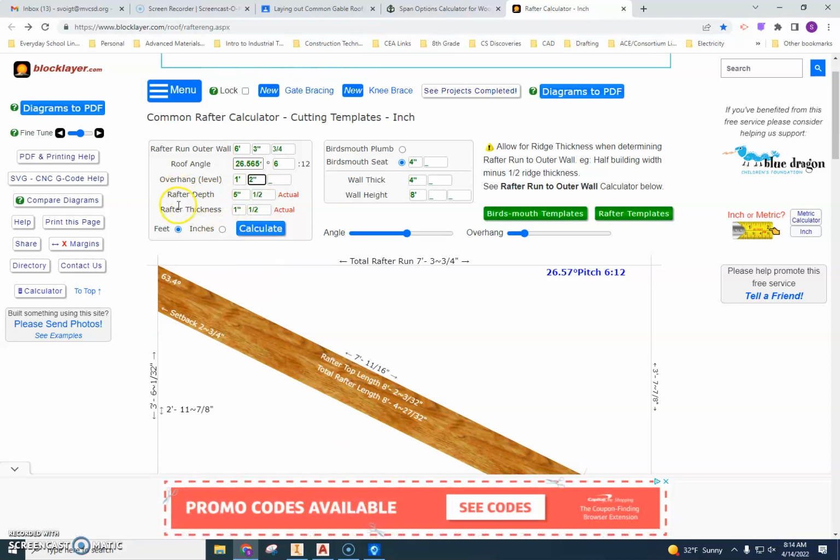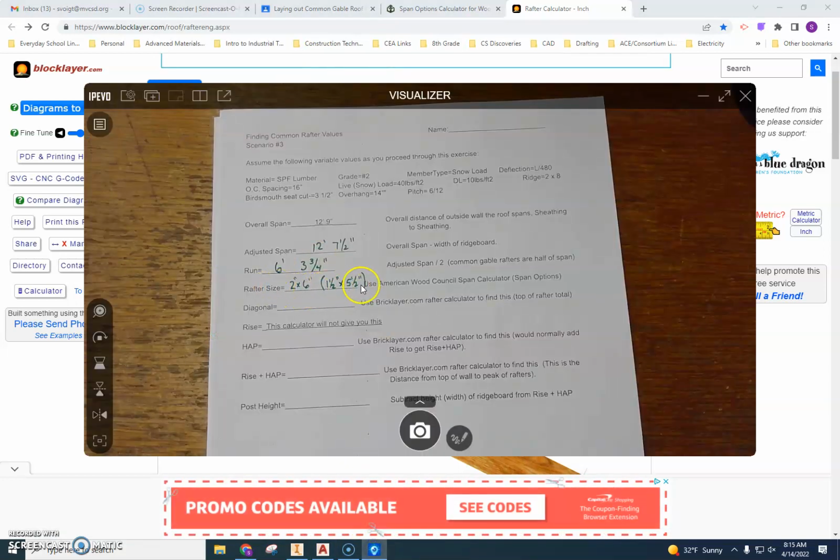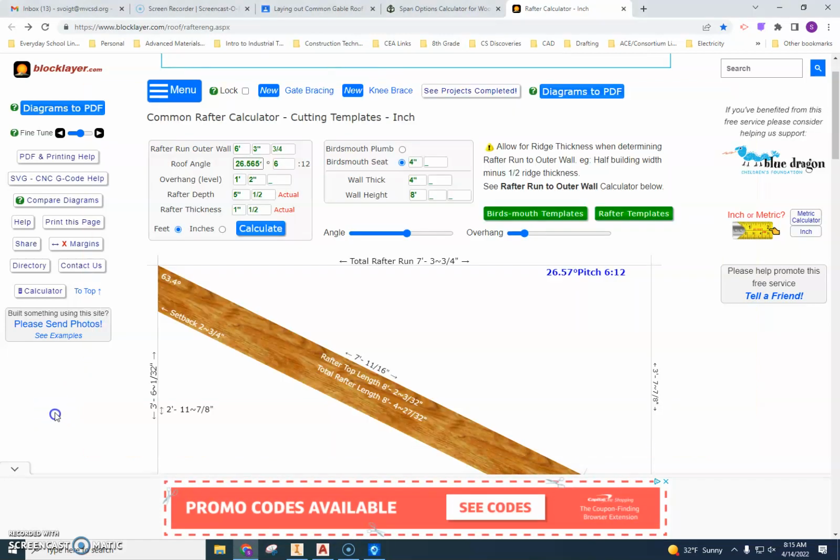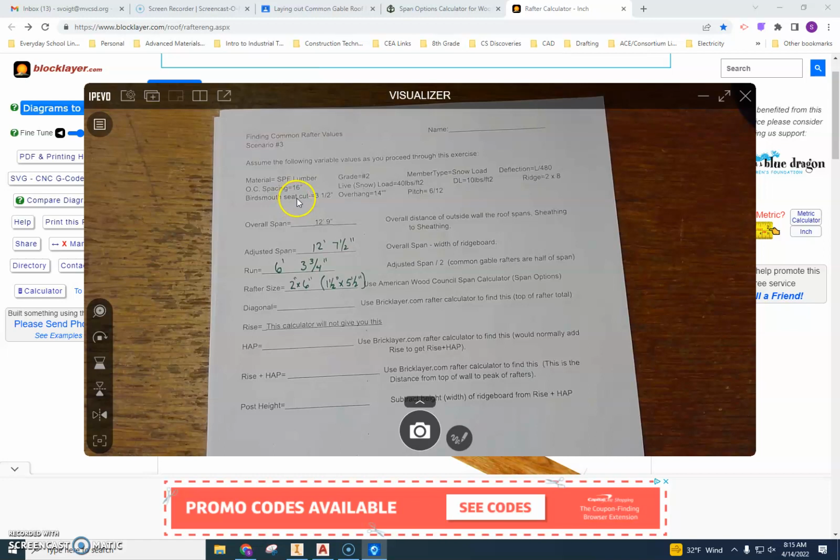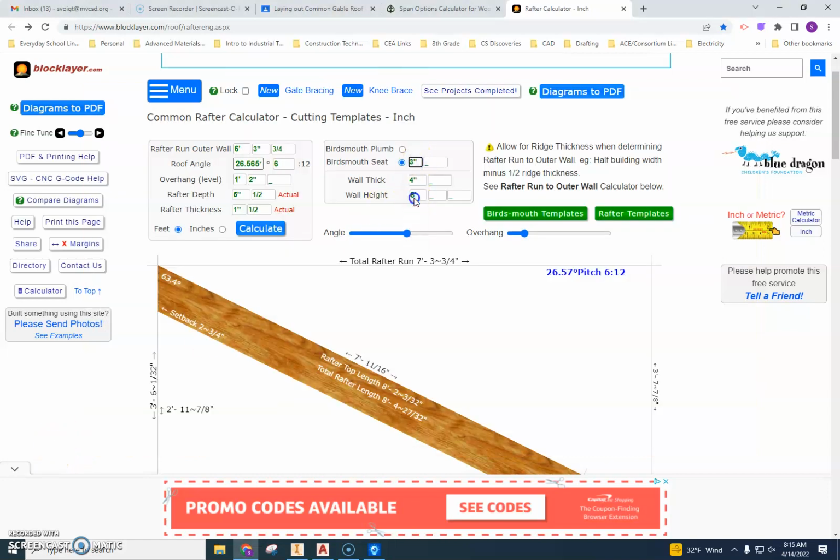Then it talks about rafter depth and rafter thickness. Well, that's exactly why we figured this part out. This is our thickness, that's the width, and this is the depth, how tall our rafter is. So this measurement right here is 5.5. It's already set at 5.5. The thickness of it, the width of it, is going to be 1.5. And then the last thing we got to set is our bird's mouth seat. And it tells you that right here. So that's a 3.5 inch bird's mouth.